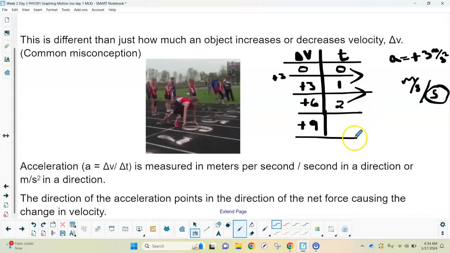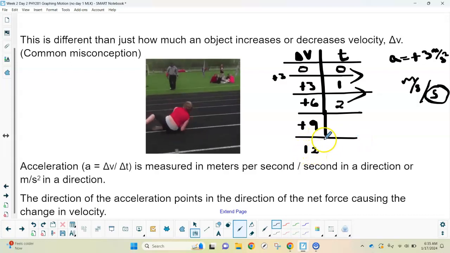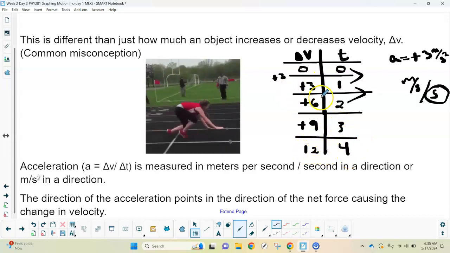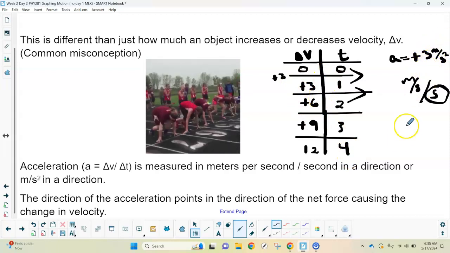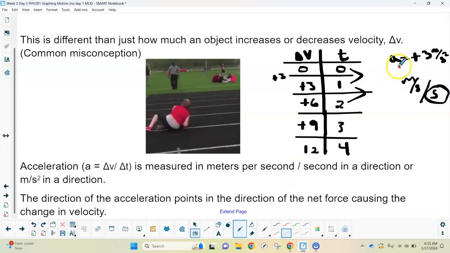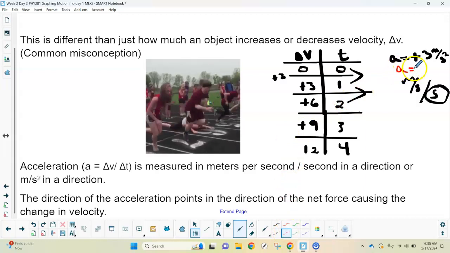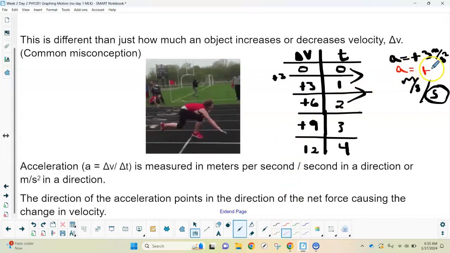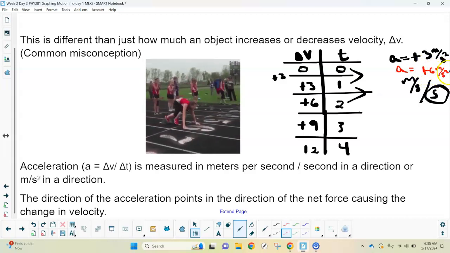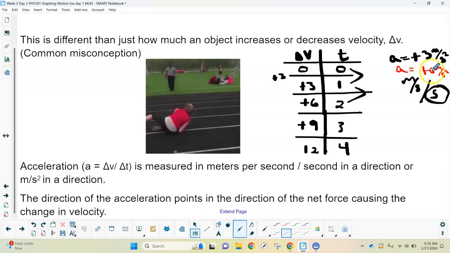And eventually maybe we'll stop at 4 seconds of time. So that would be for an acceleration of positive 3 meters per second squared. If we had a larger acceleration, so let's say our new acceleration is something like positive 6 meters per second squared, so obviously that's a bigger acceleration. It means every second that goes by, it's going to increase by 6.